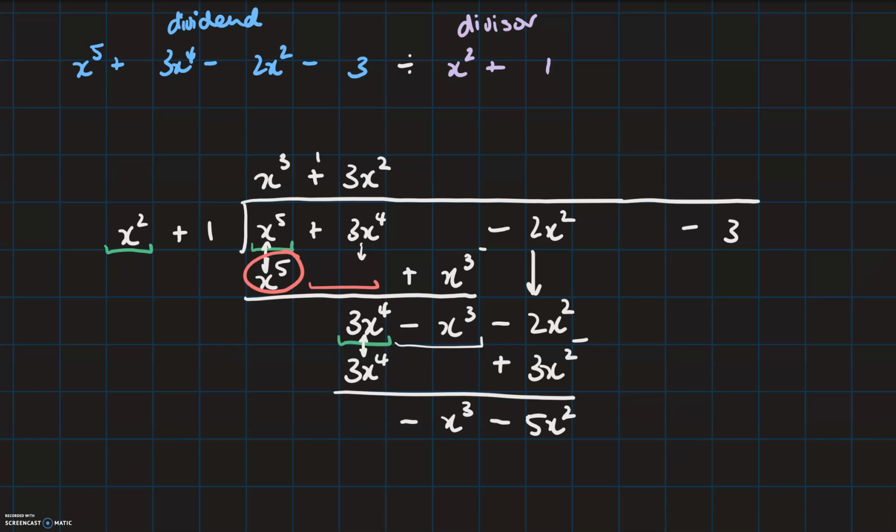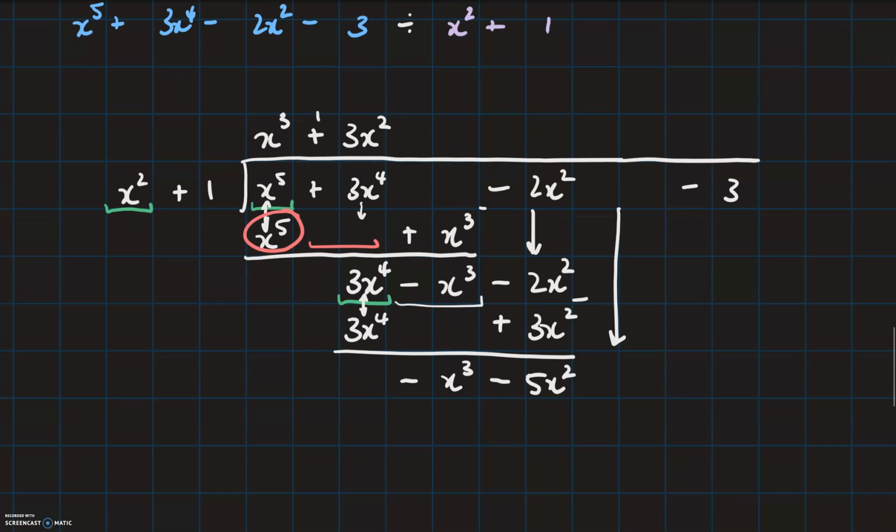Now what I'll do is I would have dragged down this next term. If I drag down this next term, there's nothing there. So I'm dragging down a nothing. So I'm going to leave a gap there.